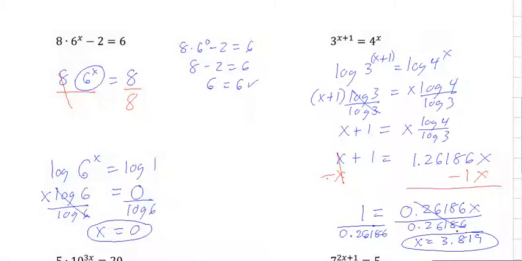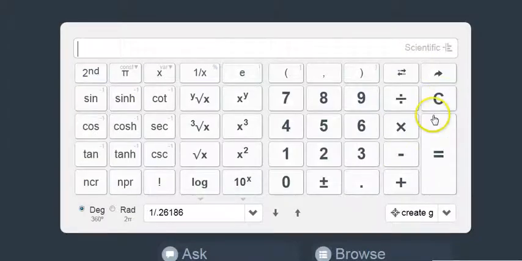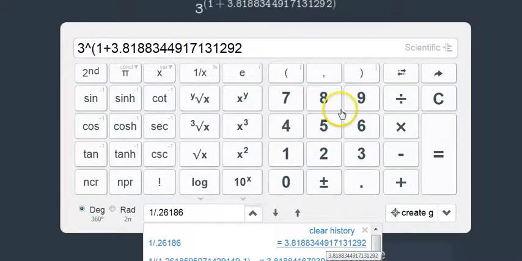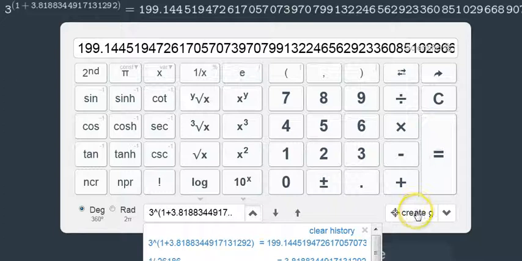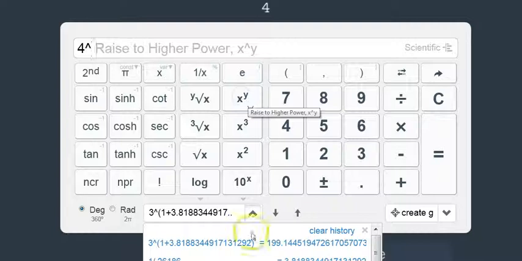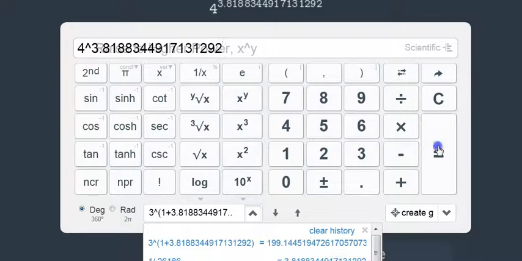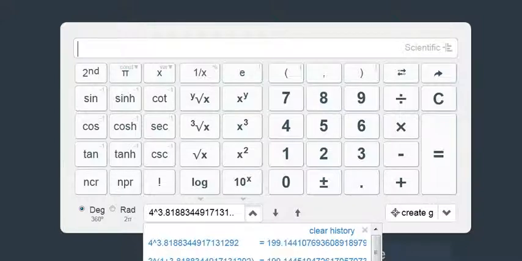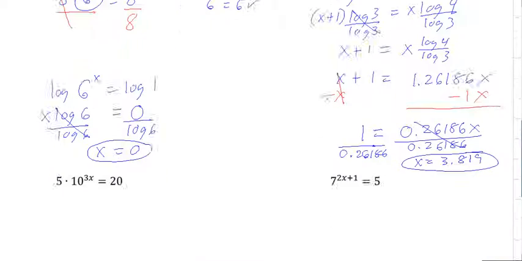Let's circle it, and then we're going to check it. So we bring up the calculator, and we go 3 exponent parenthesis 1 plus what we just got. Hit enter. And then we do the same thing. So it's about 199. So now it's 4 to the exponent of what we just got. 199.144. See? Same answer, so we're good. This is the correct answer.